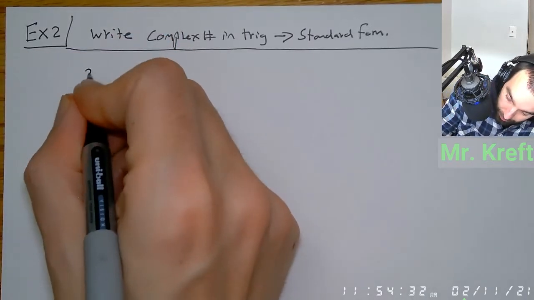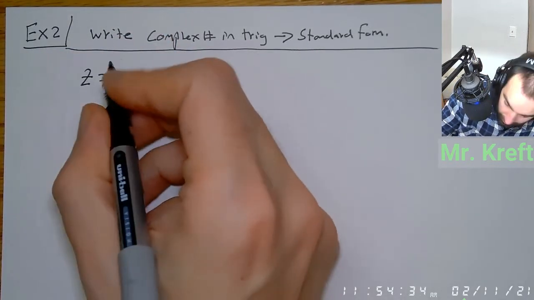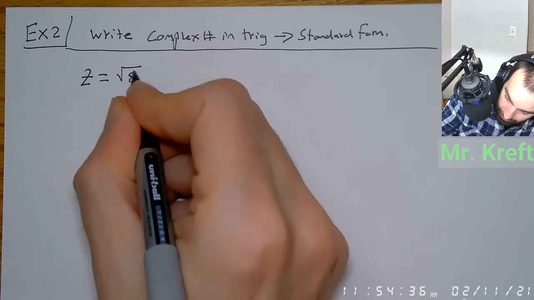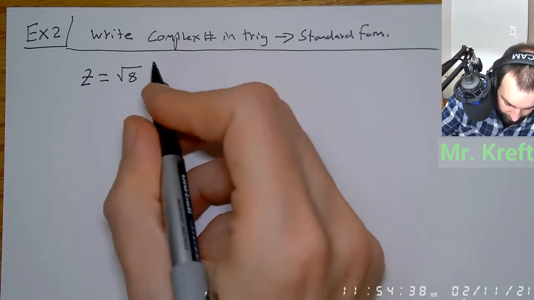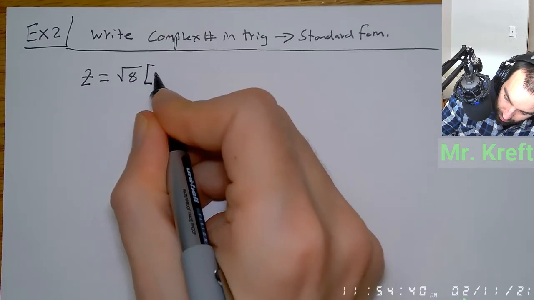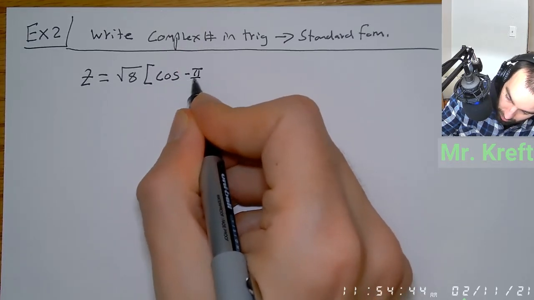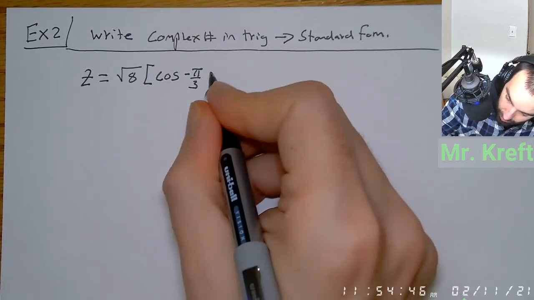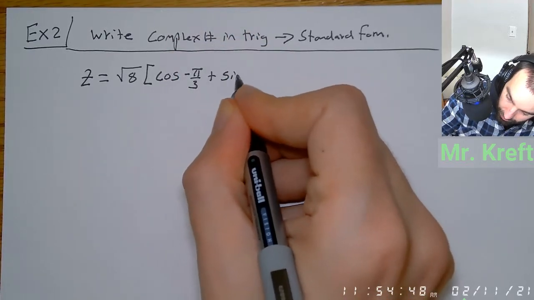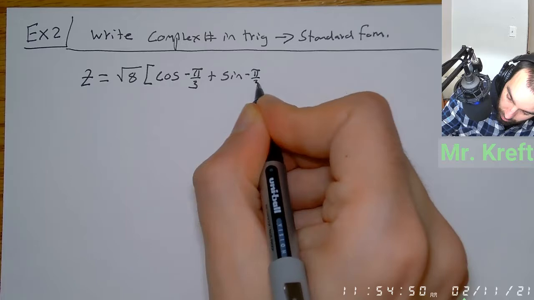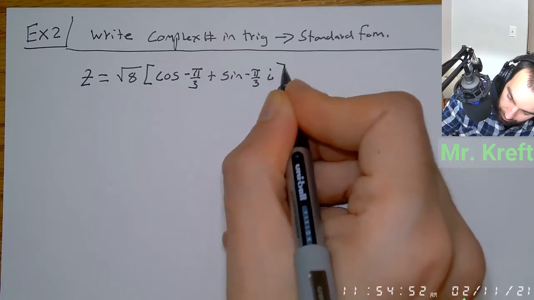So let's do it. We're going to have z equals the square root of 8, because nice numbers are boring, times cosine of negative pi over 3 plus sine of negative pi over 3 i. Let's change up my notation a little bit. I'll use what the book's using so that you guys can have this.